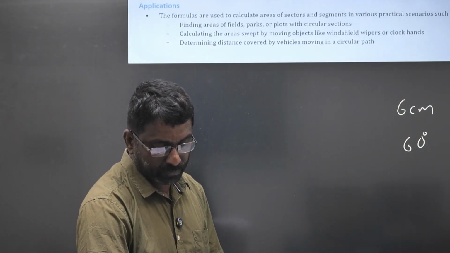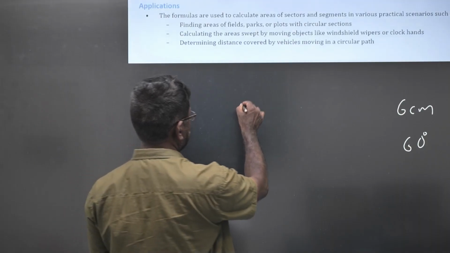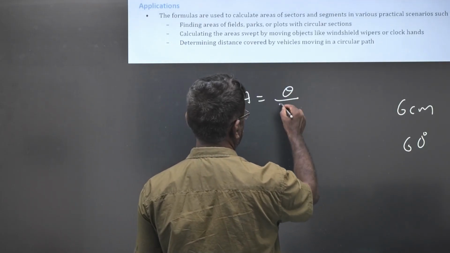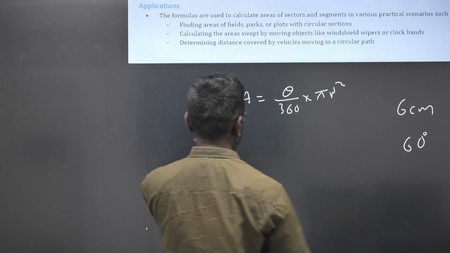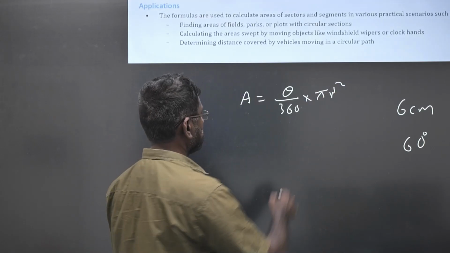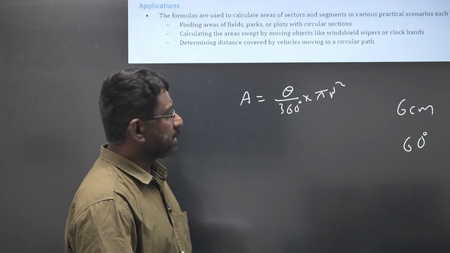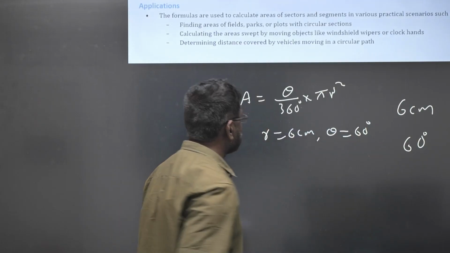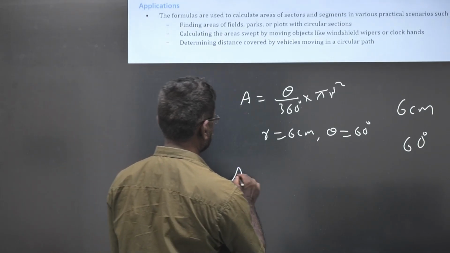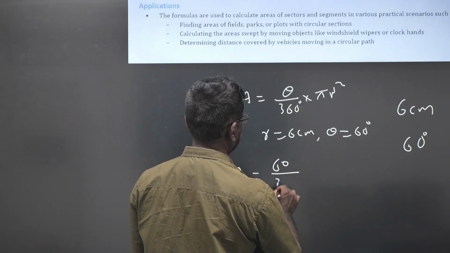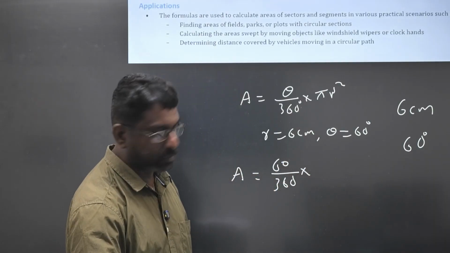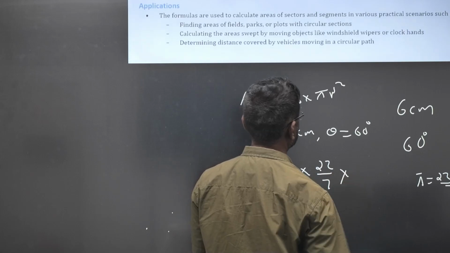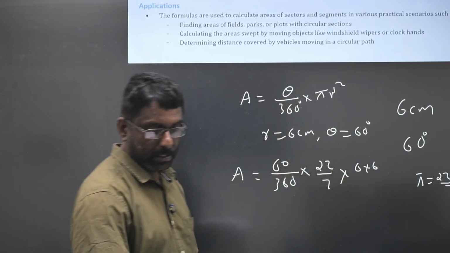That is the question. What is the area? Formula for finding the area of a sector: area equal to theta divided by 360 into pi r square. The data given: r is equal to 6 centimeter, theta equal to 60 degree. Therefore, A is equal to 60 divided by 360 into pi r square. Value of pi is 22 by 7, into r square, which is 6 into 6.